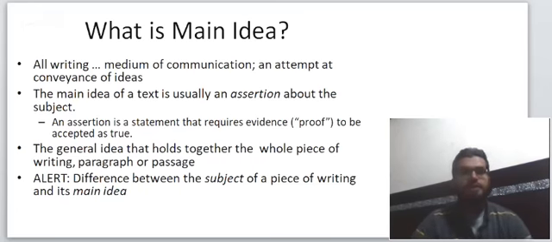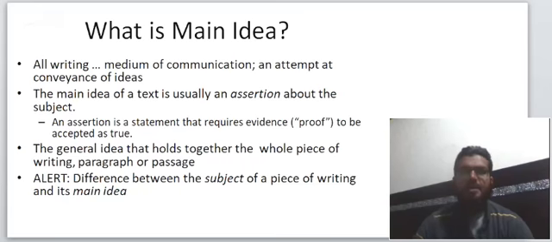So first of all, let's discuss what a main idea is, what we mean by main idea. See, first of all, you must remember that all writing is a medium of communication. Whenever you come across a piece of writing, it means it contains certain ideas by the writer. He has conveyed his ideas through writing, and he has tried to make you understand what he wants to discuss.